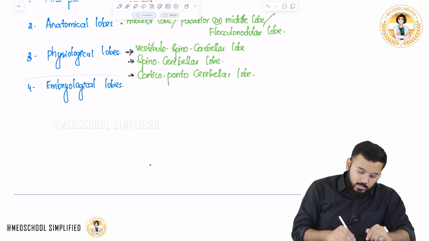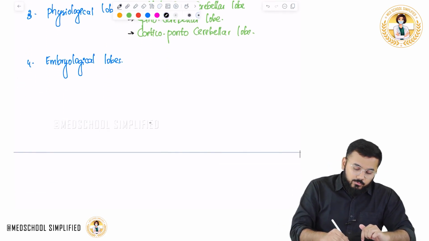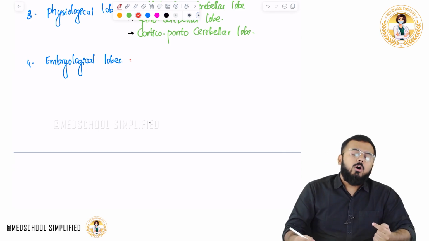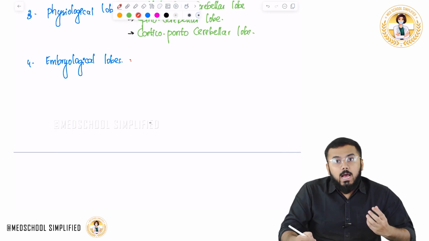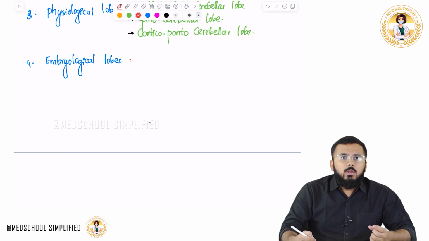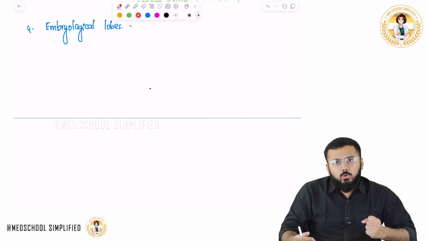Now, the next important thing is, what are the different types of embryological lobes we have got? We discussed yesterday that the embryological lobes are three. The first formed embryological lobe is called the archicerebellum. The next formed is called the paleocerebellum. And the third formed is called the neocerebellum. So there are three important embryological lobes.